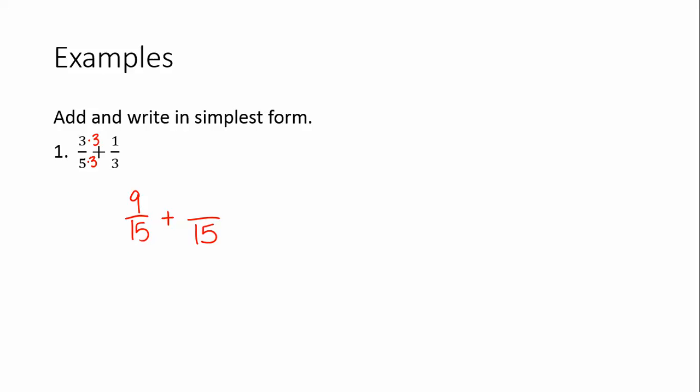For 1/3, what do we multiply 3 by to get 15? We multiply it by 5, so we also need to multiply the top by 5. 1 times 5 is 5. Now we have two fractions with like denominators, so we add the numerators, 9 plus 5, that's 14, and we write it over the denominator 15.